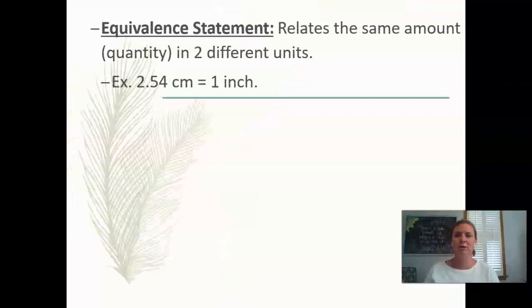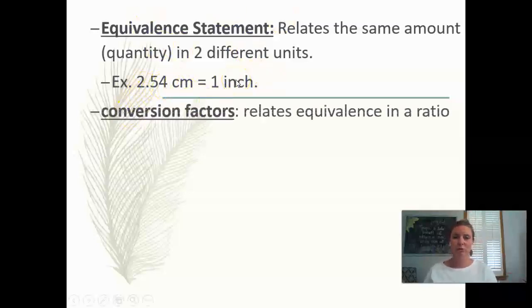So the first thing that we're going to talk about is what we call our equivalent statement. And that's what I just mentioned a few seconds ago. The idea that it relates to the same amount of quantities of two different units. And so I've given the example here of 2.54 centimeters equals 1 inch. We have a measure of unit in our metric system with our centimeters, and remember those are a little bit smaller than inches. Those are the little hash marks on our meter stick, and then our inch. Same idea with how many days are in a week. 1 week equals 7 days. 7 days equals 1 week. Same thing here. It's just 2.54 centimeters equals 1 inch.